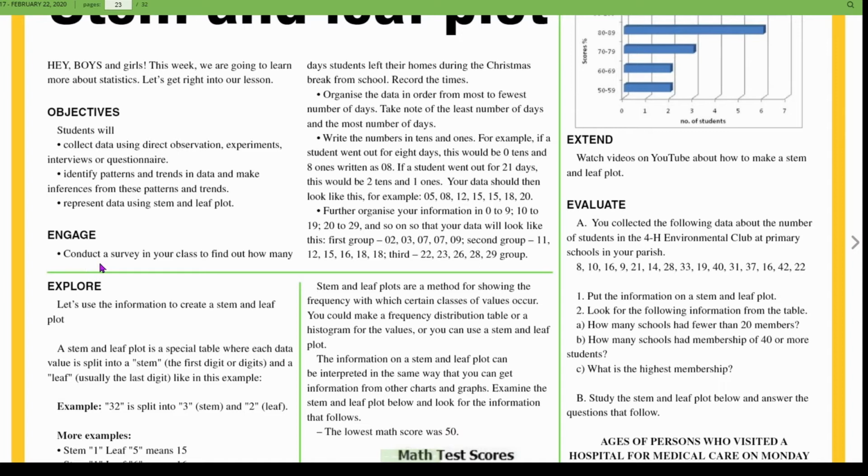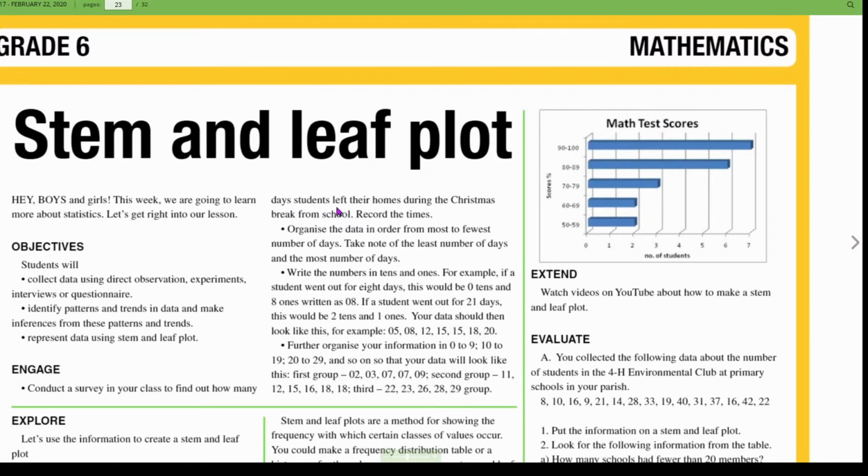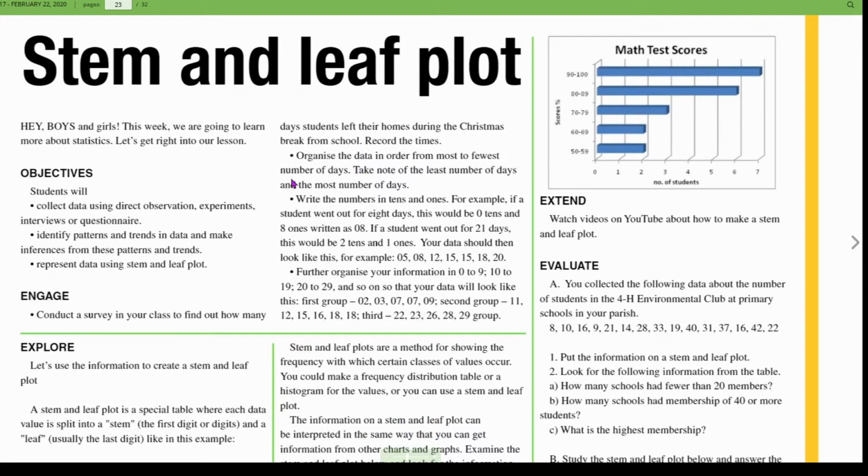Engage. Conduct a survey in your class to find out how many days students left their homes during the Christmas break from school, and you can record the times. You could use another time period. You could use the Easter break, how many people went to church on Easter Sunday, or any other holiday that is in keeping with when you're listening to this. Organize your data in order from most to fewest number of days. Take note of the least number of days and the most number of days.